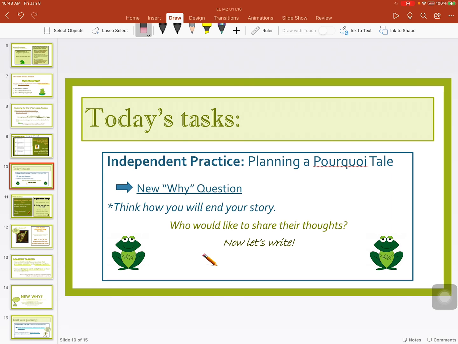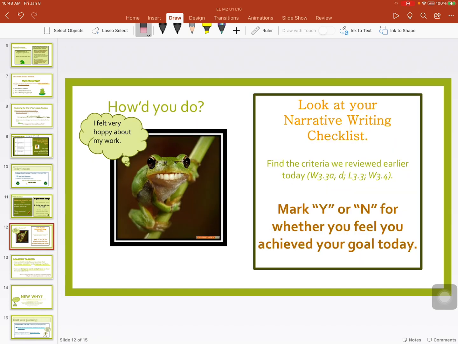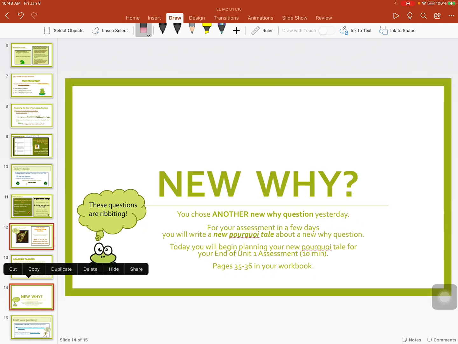So, you're going to start planning a new pourquoi tale. I think that was on page 33. You're going to look at what your why question was. Your new why question, right? And the new why question, I'm going to just skip to here, and you're going to use that new why question. Maybe it was, why do frogs ribbit?